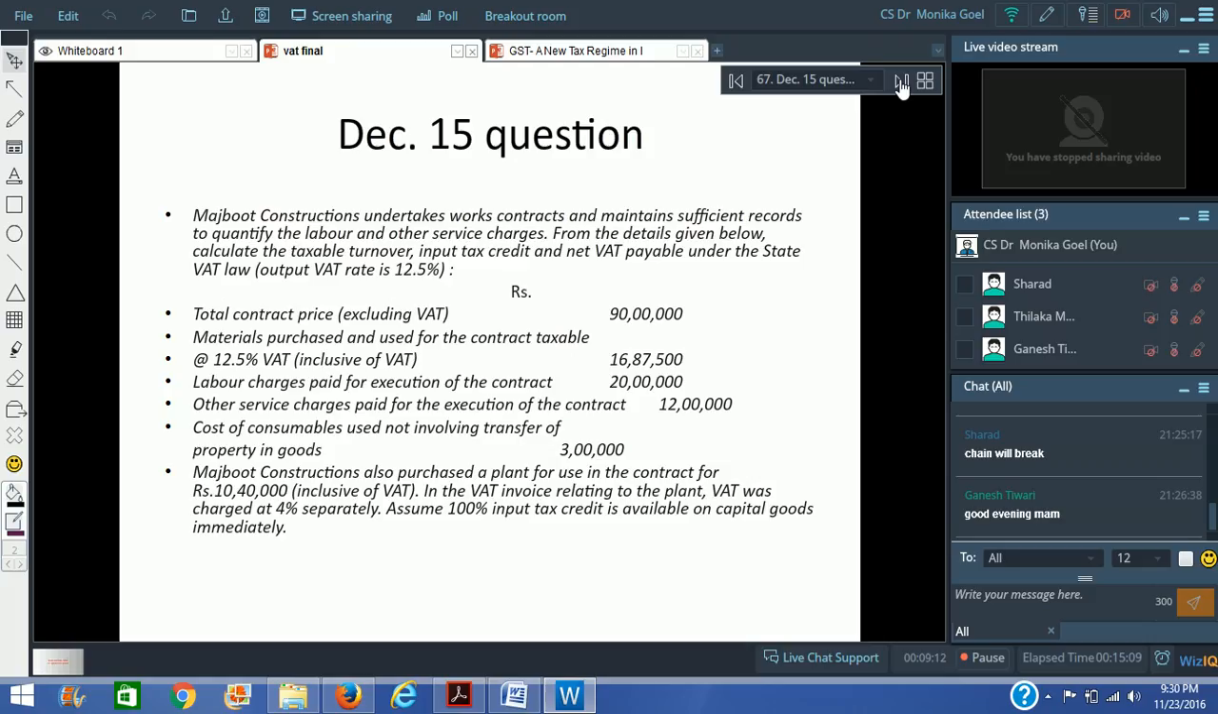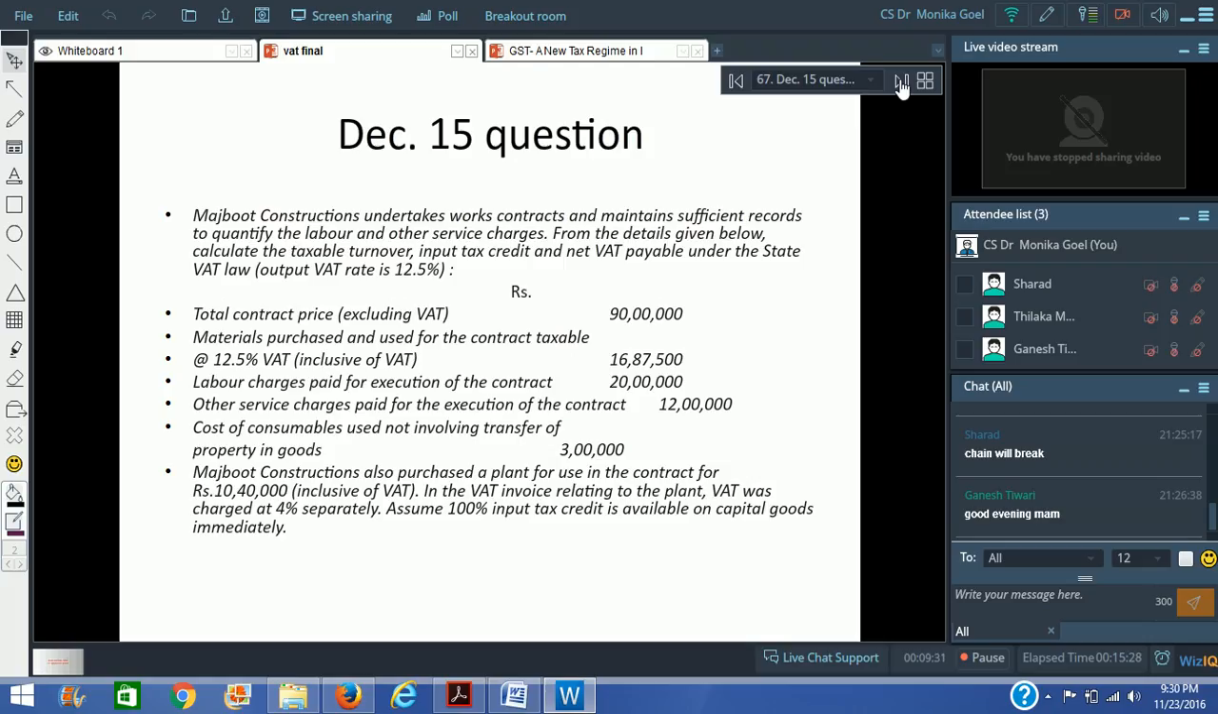One last question before we close the chapter of VAT. Majboot Constructions undertakes works contracts and maintains sufficient records to quantify the labour and other service charges. From the details given below, calculate the taxable turnover, input tax credit, and net VAT payable under the state VAT law. Output VAT rate is 12.5%.